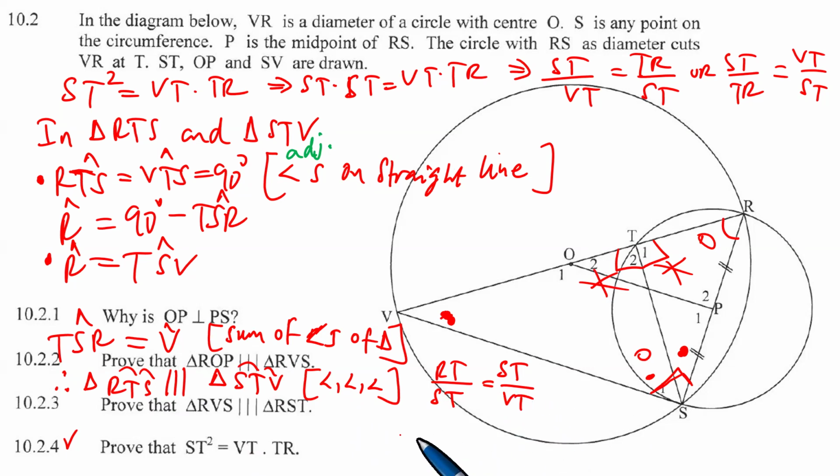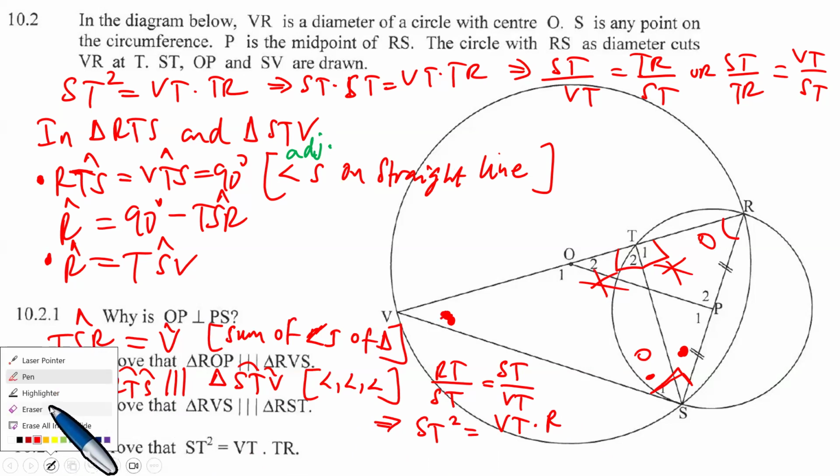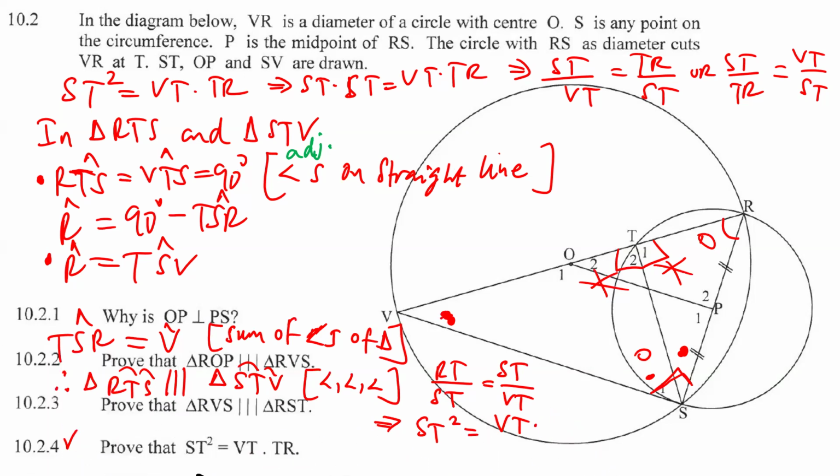And now we cross multiply. If you cross multiply, what do you get? You have ST times ST, which is ST squared, equal to VT times TR, or we can call it RT. Let's call it RT. So ST times ST is ST squared, which is equal to VT times RT. We've been able to prove this one.